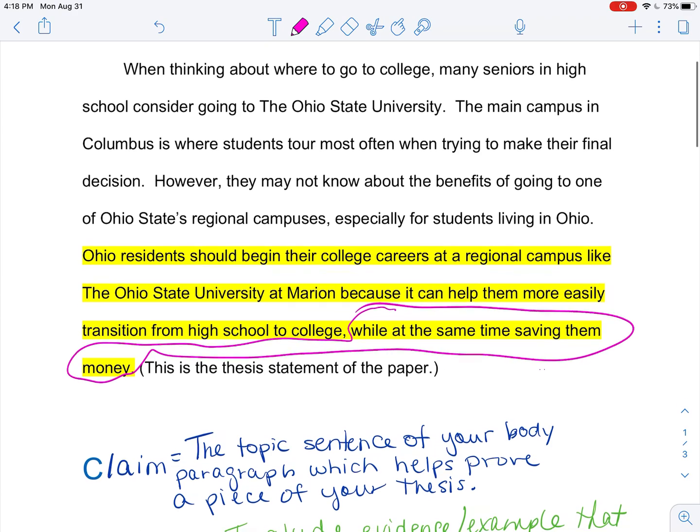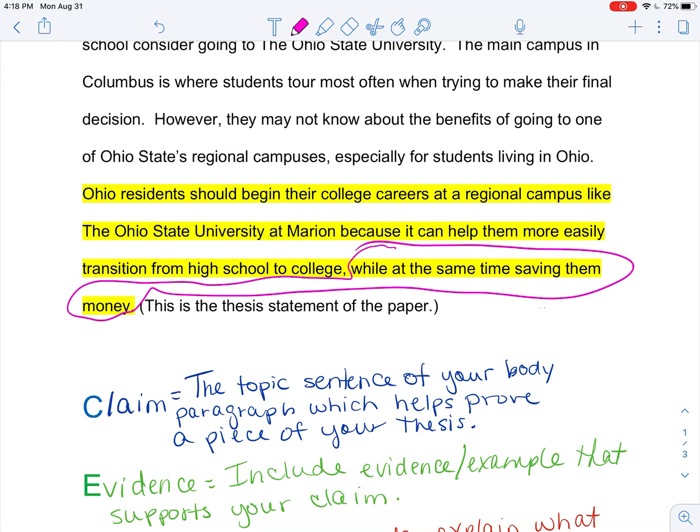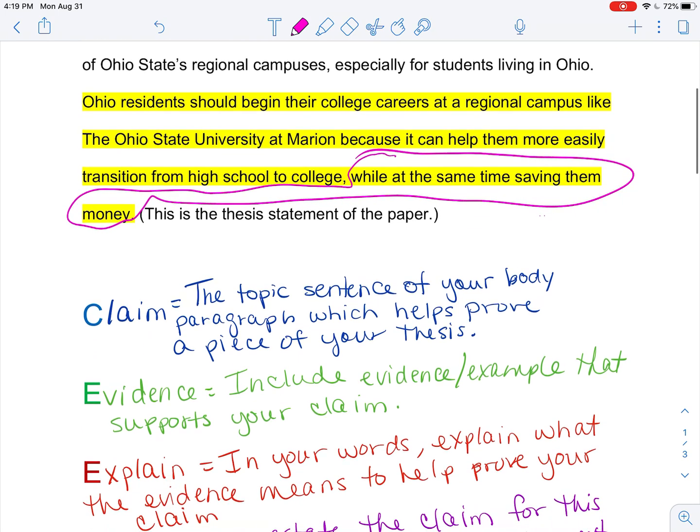So then you need to use E, which is evidence. After you've put that claim in, you need a piece of evidence to support that claim. So you do some research, you look around, you find a piece of evidence or an example that supports your claim. The next E stands for explain. So what you're doing now is, in your own words, you explain what the evidence means to help prove your claim.